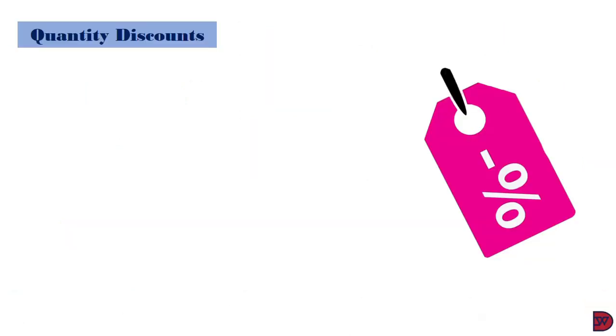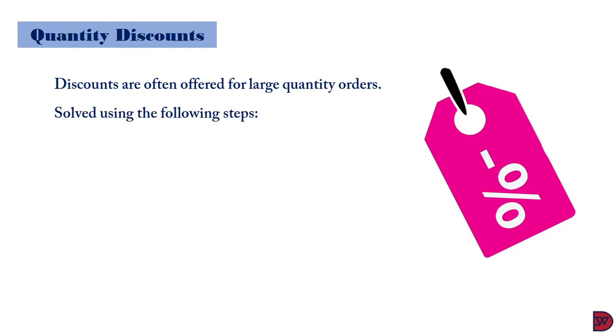Quantity discount. Now, an entity usually enjoys a discount for placing large order quantities. This will normally change the purchase cost and might change the economic order quantity. This issue can be solved through the following steps.